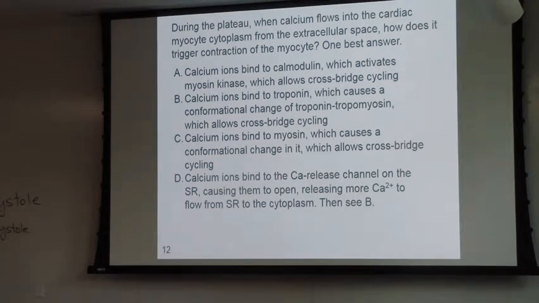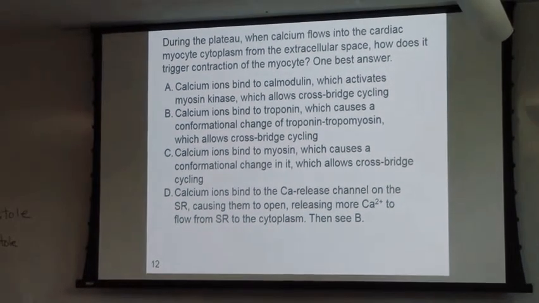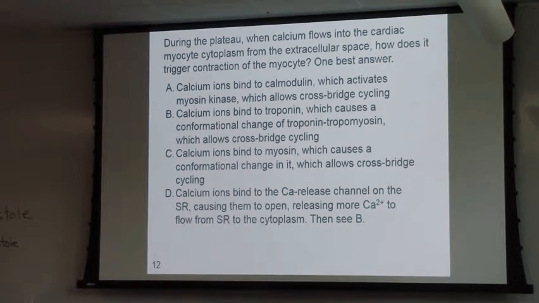Calcium flows in through voltage-gated calcium channels. How does that trigger contraction? One best answer. The best answer is D. Calcium-induced calcium release, and then calcium ions bind to troponin, causing the conformational change, causing the cross-bridge cycling, causing contraction. Okay? Is that clear?